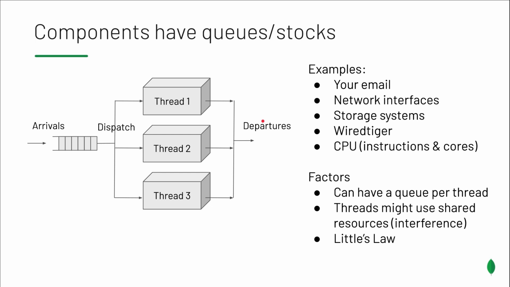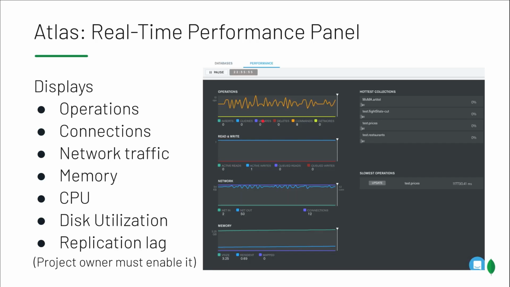Some of the potential bottlenecks or elements are interdependent. For example, certain queries could use more memory, like wildcards or $near or sort or deduplication. Single-threaded workloads in your application code might be limited by I/O latency, either network or storage latency. Finally, you can use the Atlas Real-Time Performance panel to get a beat of the system, to observe how it's behaving. The panel displays operations that are running, connections, network traffic, the utilization of memory, CPU or disks, and even replication lag. To use the panel, the project owner must enable it first.